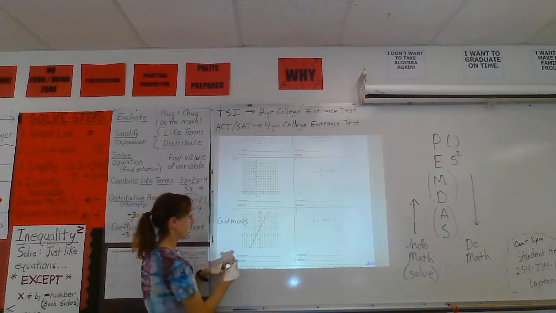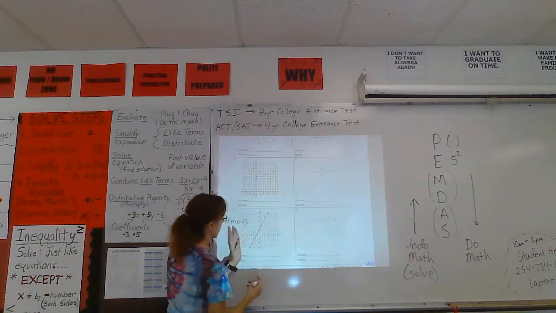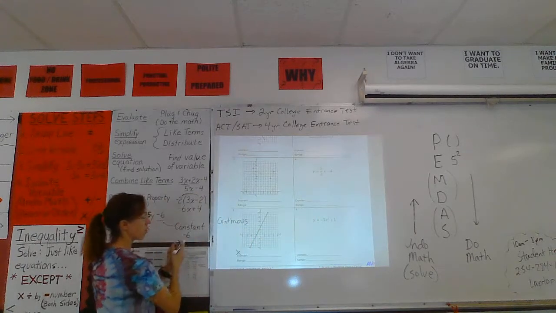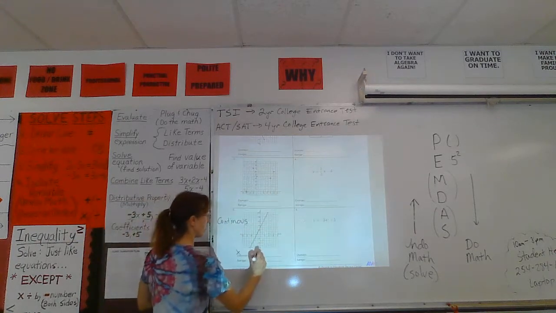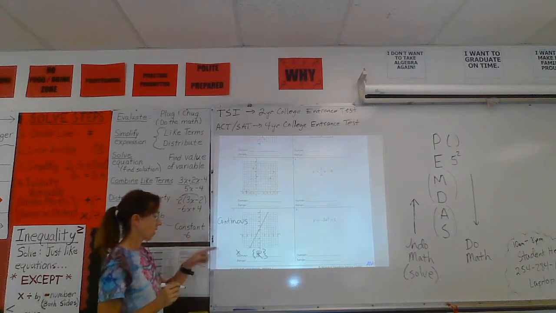Domain. Those are my X numbers. So if I come in from the sides, I hit an arrow. It goes that way forever. I hit an arrow, it's going to go left forever. So since it's going left and right forever, my domain is all real numbers. We'll put that inside those set symbols.